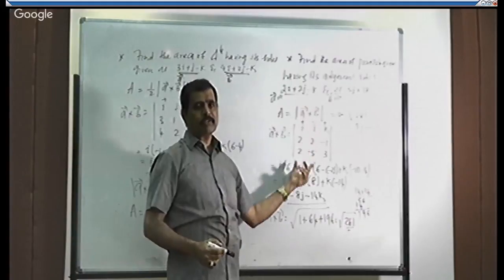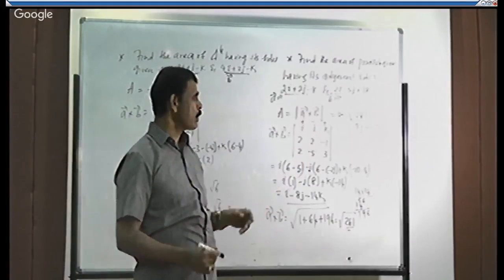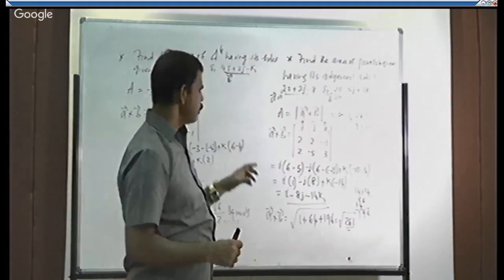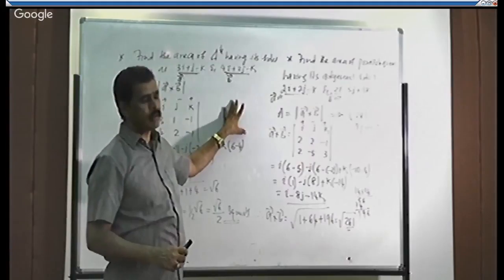So in all the problems, we have A cross B. If you know the expansion of determinant, it will be very easy to work out any problem. Only that you need to remember a particular formula, right?